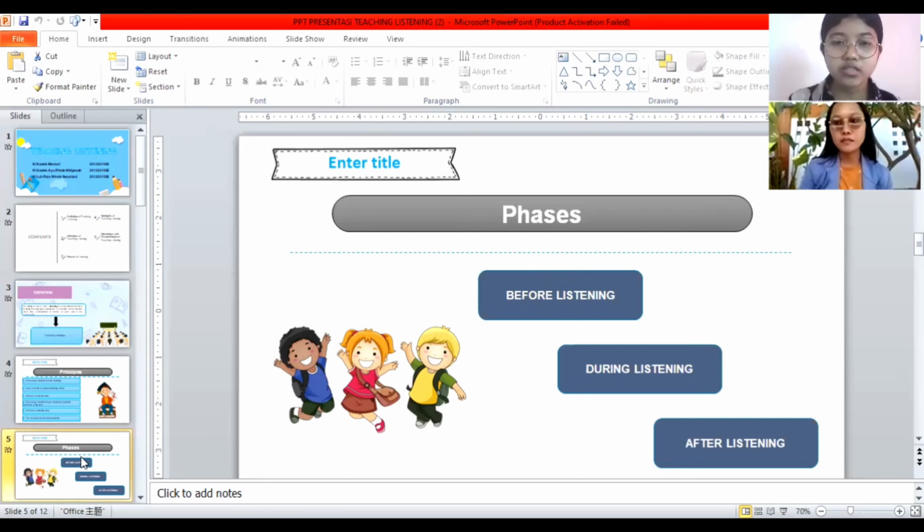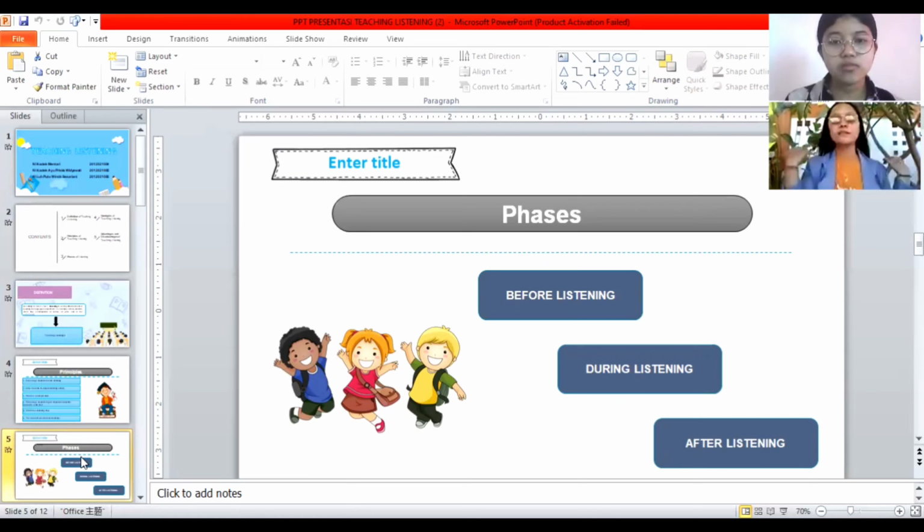And then the second one is during listening. In this phase, the teacher should explain the purpose of listening and clarify what they have to do in relation to the listening task. Are they going to look for general information or specific information that will be used in completing the task?